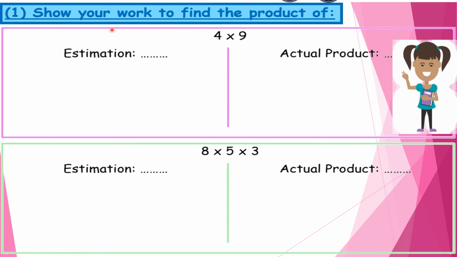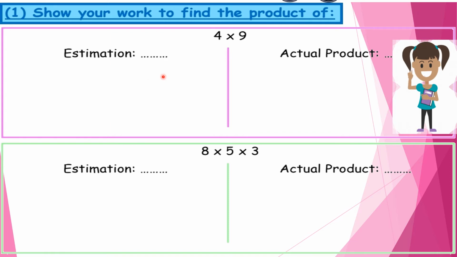Show your work to find the product of the following. My friend Sarah here, she doesn't know the product of 4 by 9. So she's going to estimate the product, and here I have the actual product to see if the estimation is accurate. Let's see what Sarah is going to do.